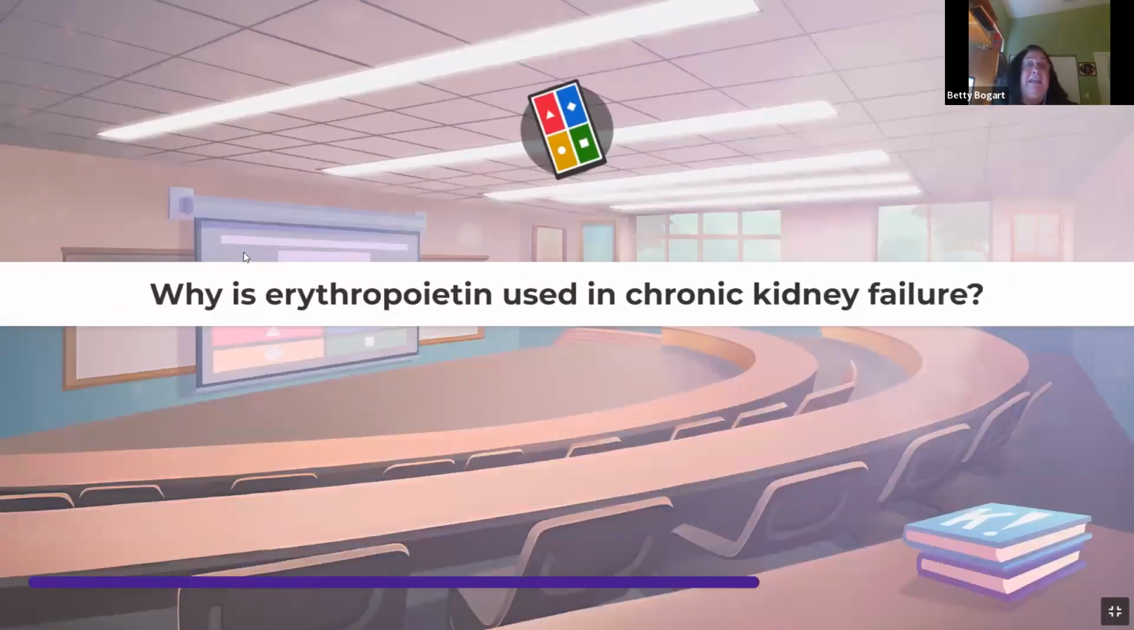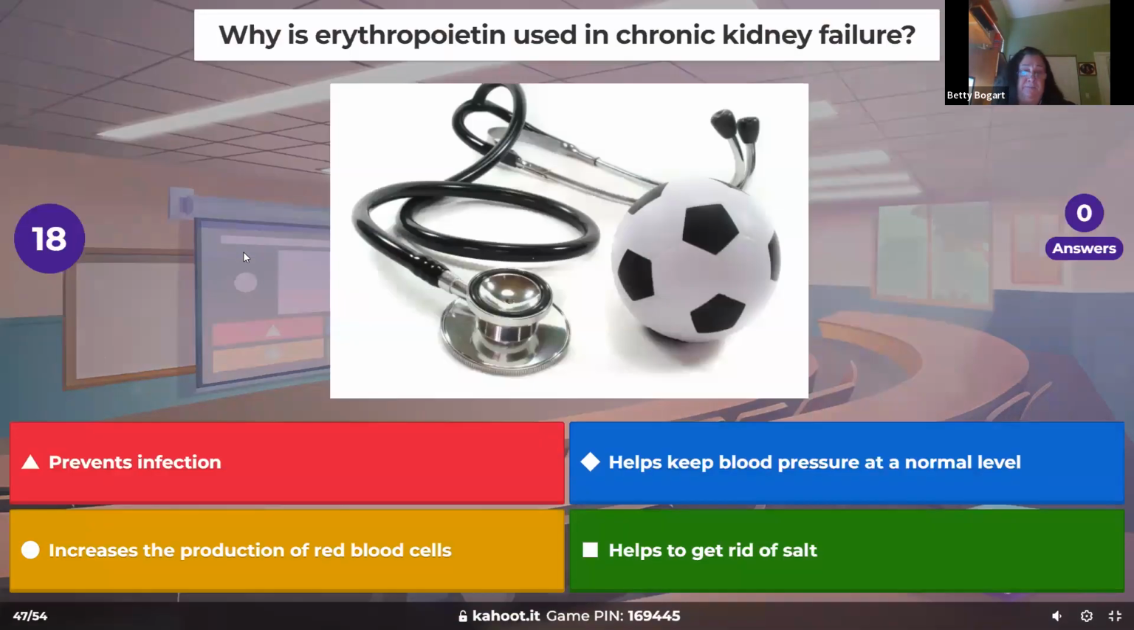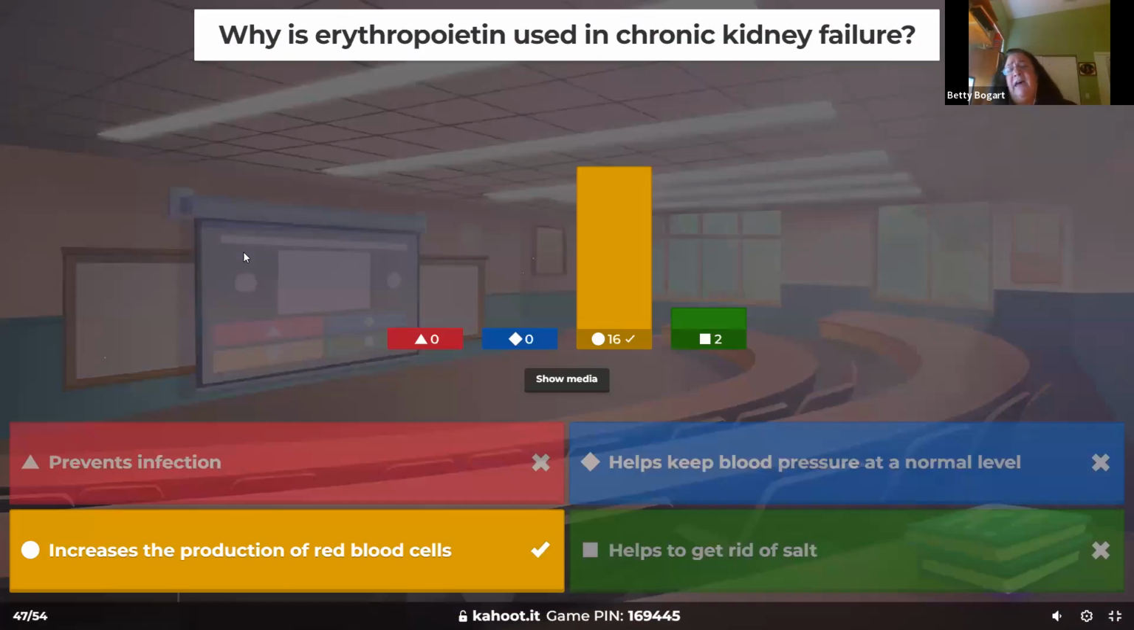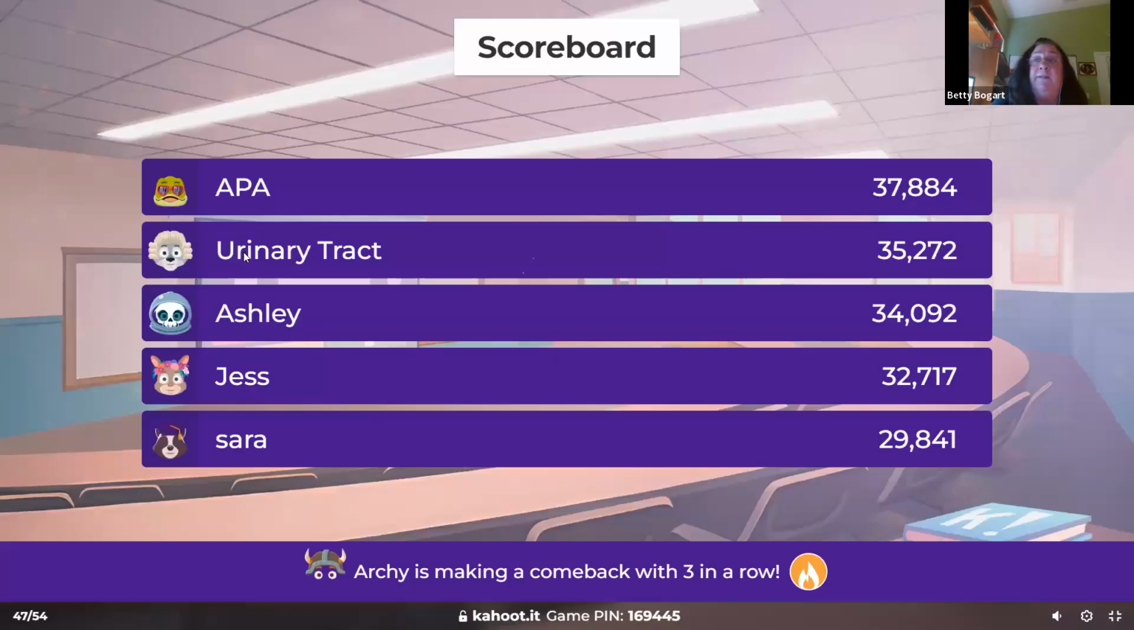Why is erythropoietin used in chronic kidney failure? You know, we use erythropoietin in many different things. We use it in cancer, with chemotherapy. We use it in kidney failure. And it's because we want to have the body produce as much as it can, and decreasing a blood transfusion is what we want to do. So erythropoietin is used for your red blood cells.